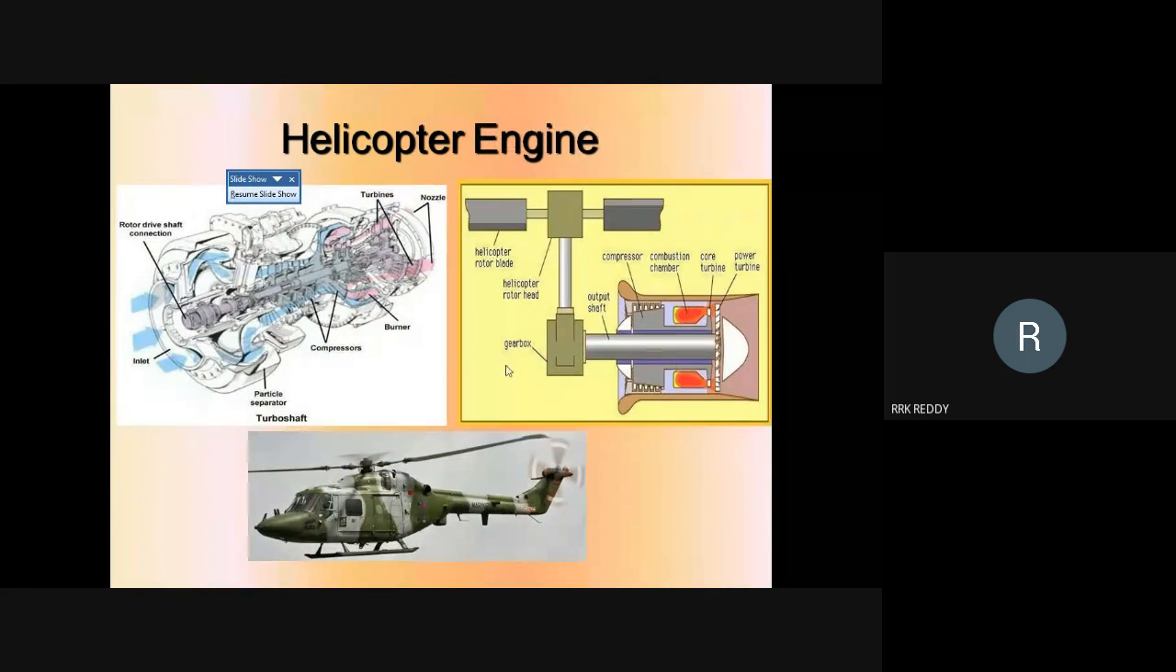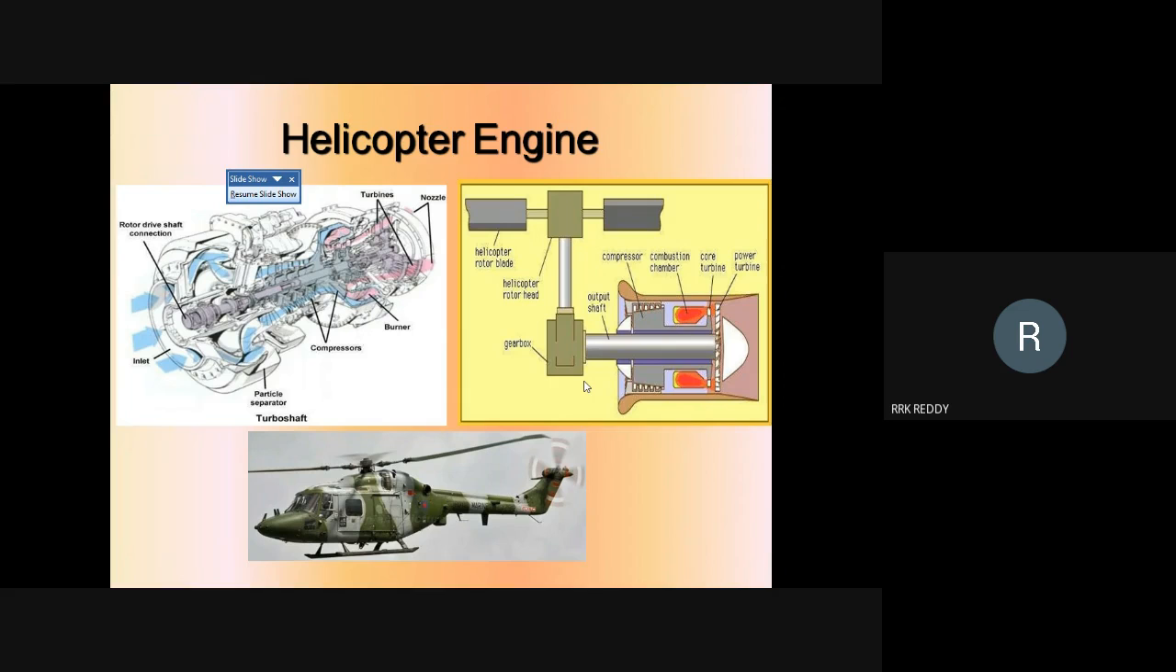This is the cross section of the helicopter engine, and this is the schematic diagram. Here, as usual, compressor and combustors, and here gas turbine, power turbine, and a nozzle here. The gas turbine runs both the compressor and also the top rotor through a gear, because the top rotor rotates in the horizontal direction. That's why, through the gearbox, the top rotor is rotated with the help of the gas turbine. The tail rotor is also run by the gas turbine. So this is the helicopter engine working.